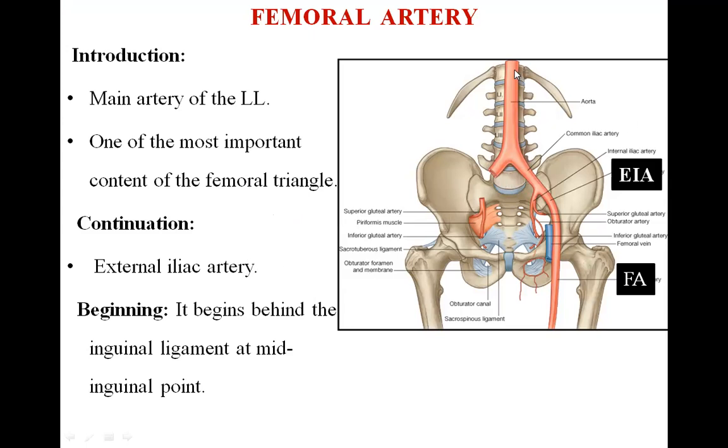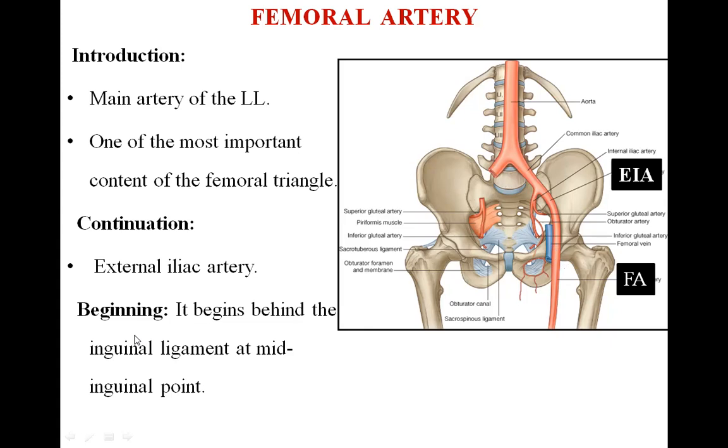Here is the abdominal aorta, which divides into right and left common iliac arteries, and then the common iliac artery divides into internal iliac artery and the external iliac artery in the pelvis, and after that the external iliac artery will continue as a femoral artery just below the inguinal ligament. So here is the femoral artery.